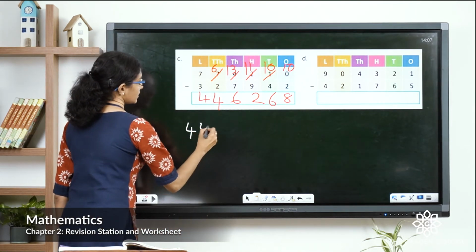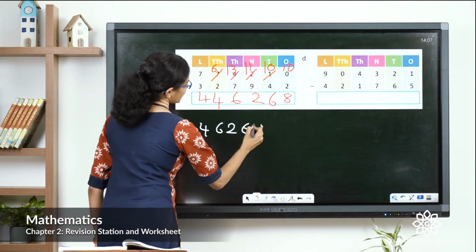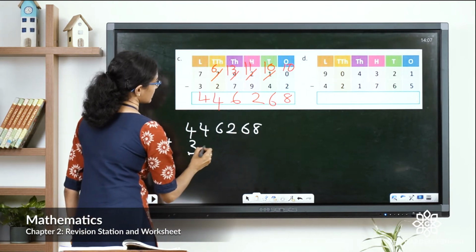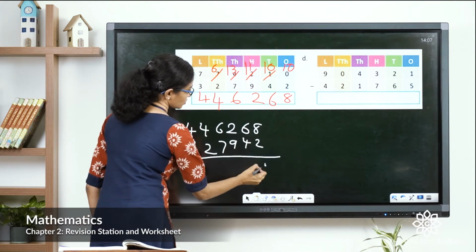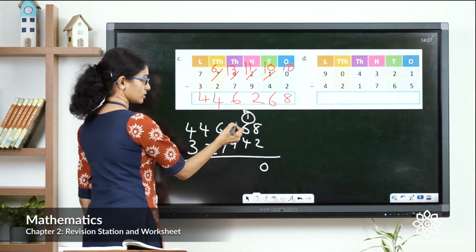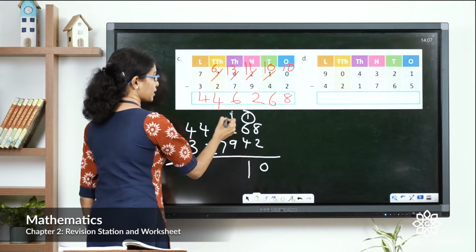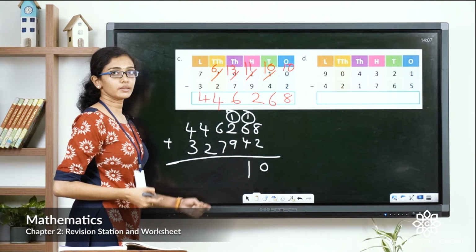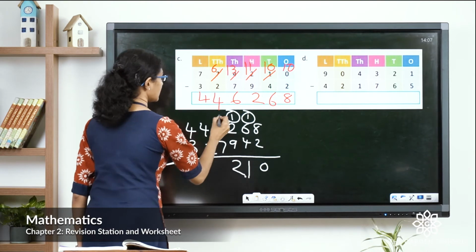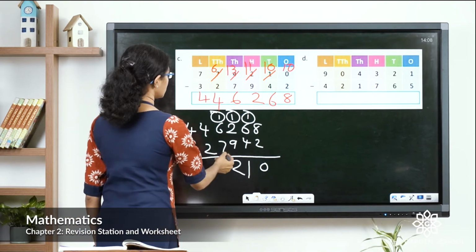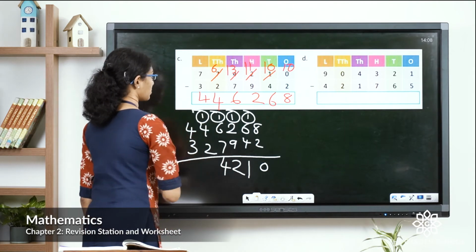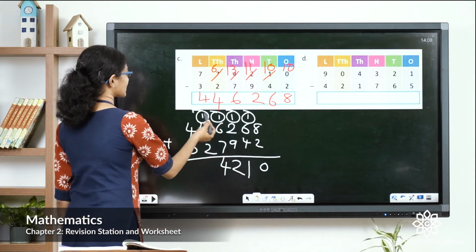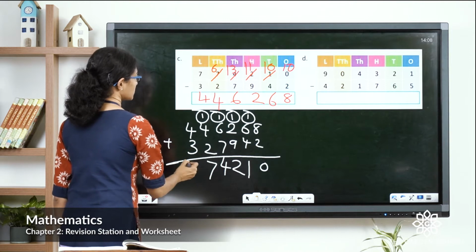Let's add the difference and the subtrahend. So that is 8 plus 2, 10, carry over 1. 6 plus 4, 10, plus 1, 11, carry over 1. 9 plus 2, 11, plus 1, it is 12, carry over 1. Now 7 plus 6, 13, plus 1, it is 14, again a carry over 1. 2 plus 4, 6, plus 1, it is 7, and 3 plus 4, 7.